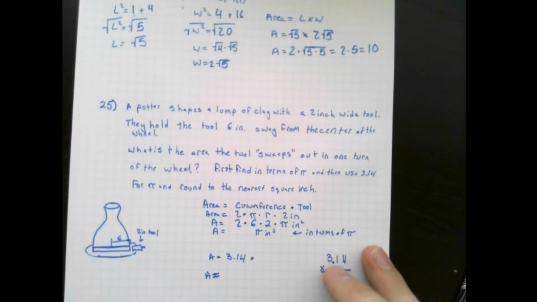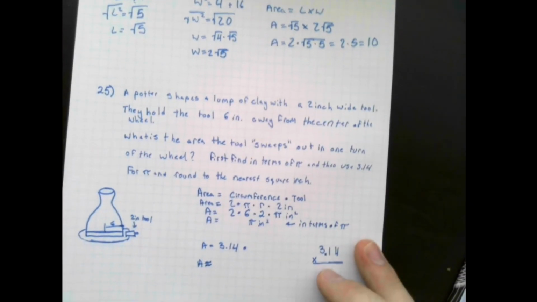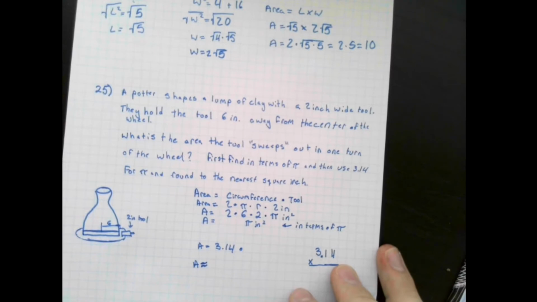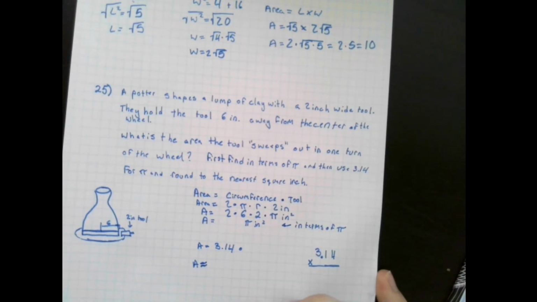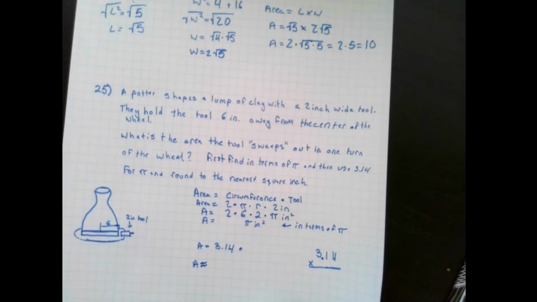Now, our last starred problem for today is question 25, which says a potter shapes a lump of clay with a 2-inch wide tool. They hold the tool 6 inches away from the center of the wheel. And then it asks, what is the total area that the tool sweeps out in one turn of the wheel? Find it first in terms of pi, and then use 3.14 for pi and round to the nearest square inch.